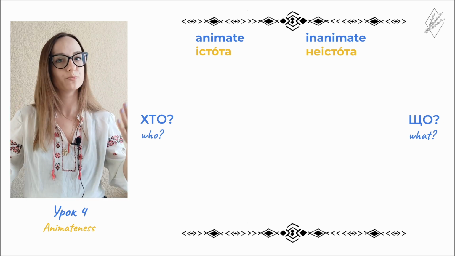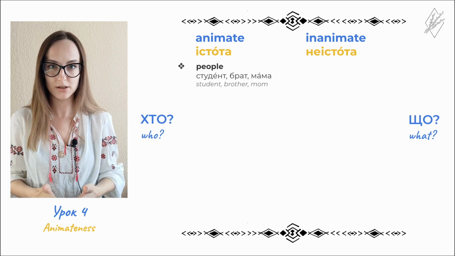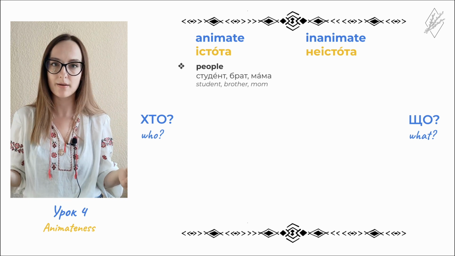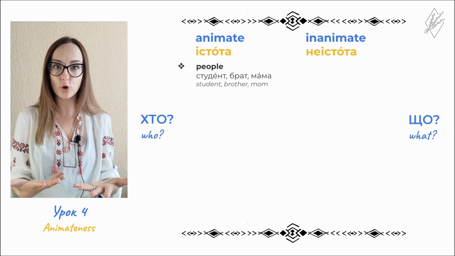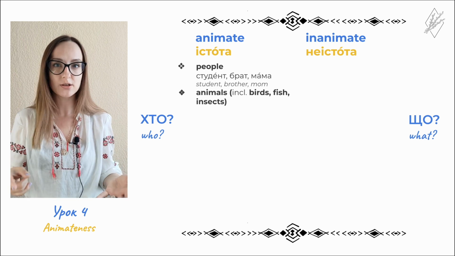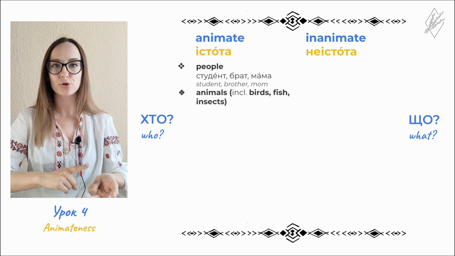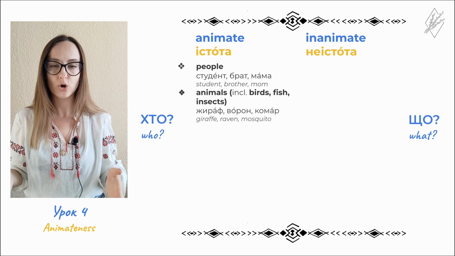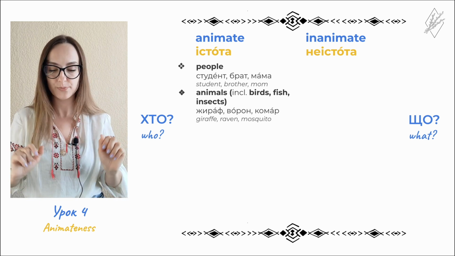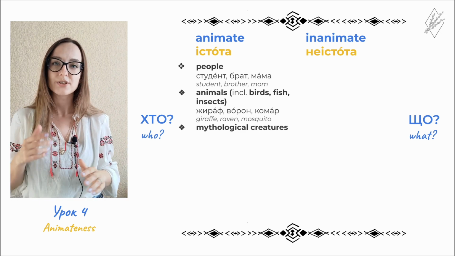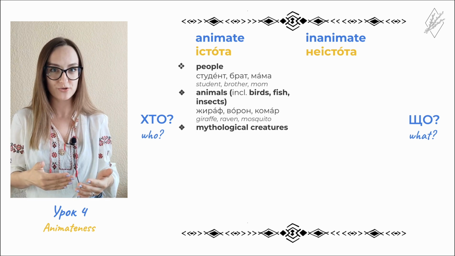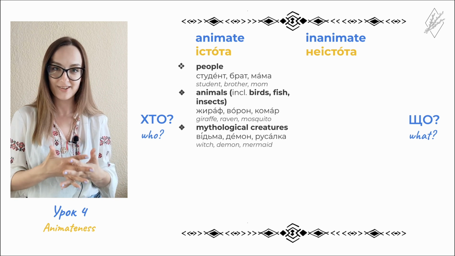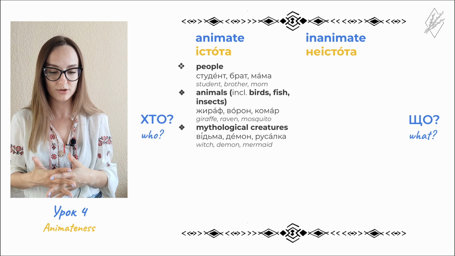So, at first, people. Of course, they all are animate. For example, студент, брат, мама. They are animate answering the question хто? Or animals, including fish, birds and insects. Жираф, ворон, комар. Animate. Then, different mythological creatures or religious creatures. They are animate. For example, відьма, демон, русалка.